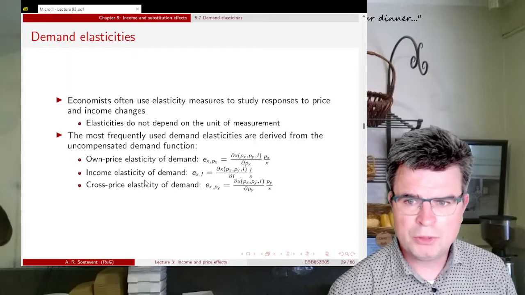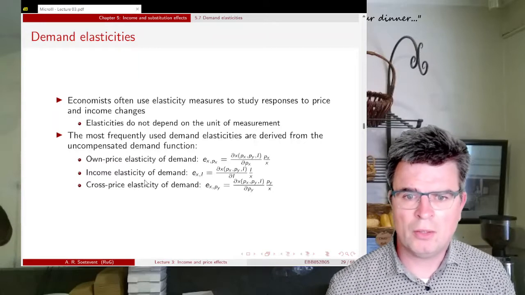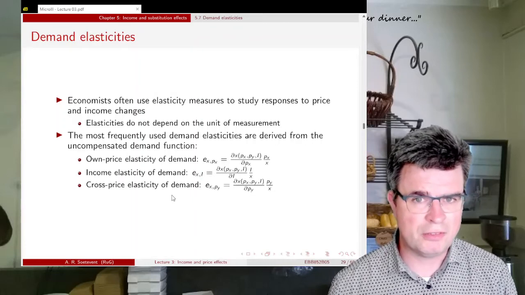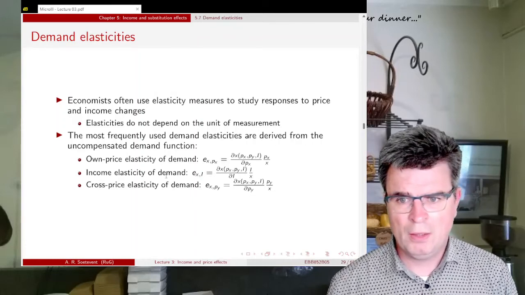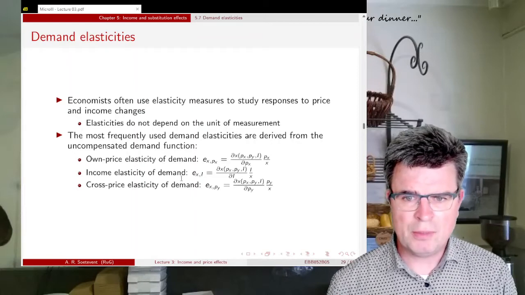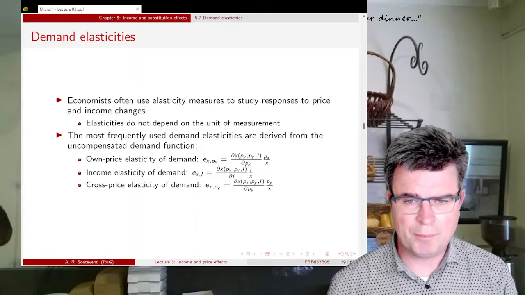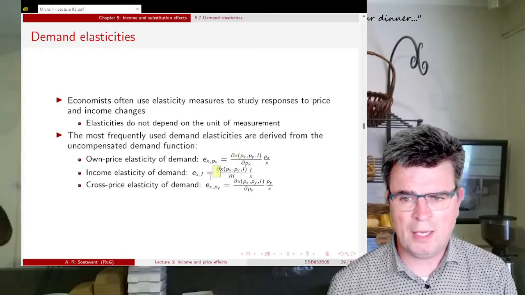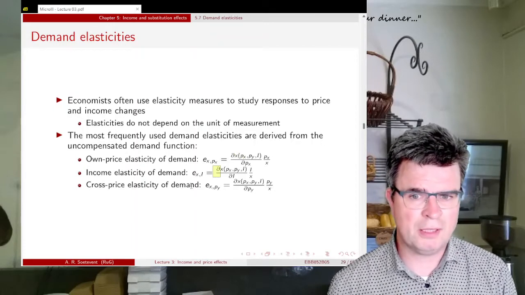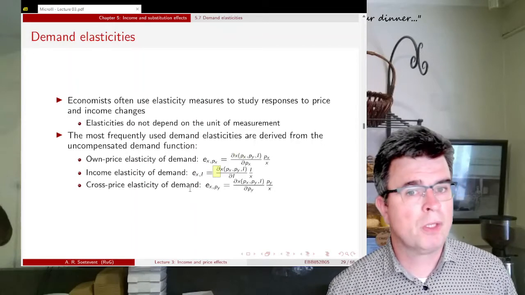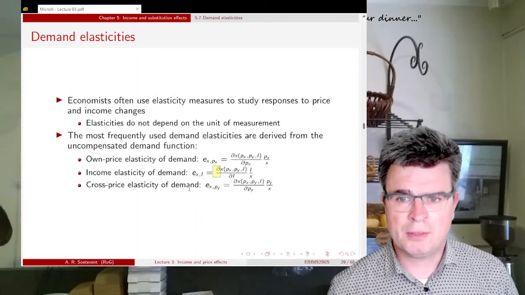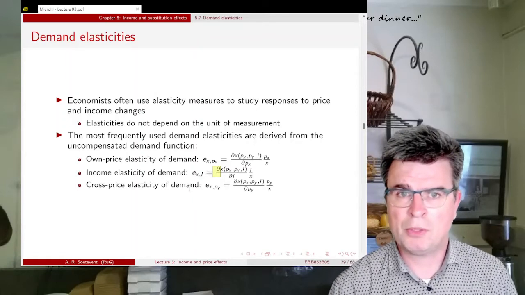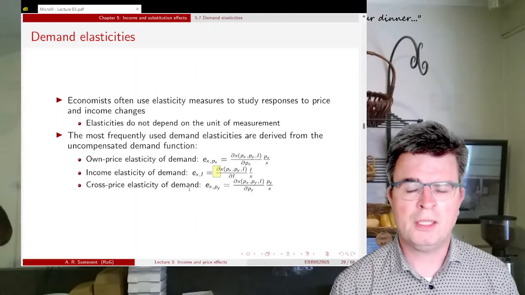Now then, the most frequently used elasticities are derived from the uncompensated demand functions. And these are the elasticities that you know well. So we have the own price elasticity of demand, which is derived from the Marshallian demand function. We have the income elasticity of demand, and then we have the cross price elasticity of demand. A question you may have at this point is, okay, do we also have compensated price elasticities that are derived from the compensated demand functions? And the answer is yes.